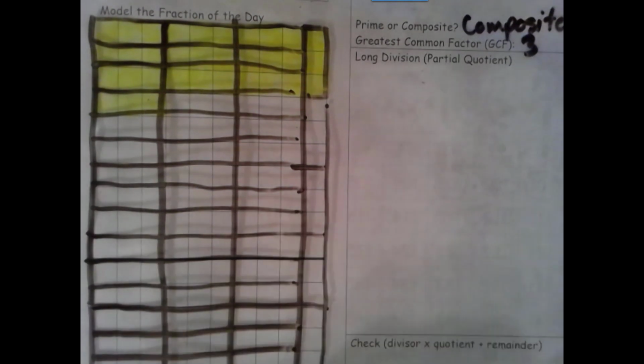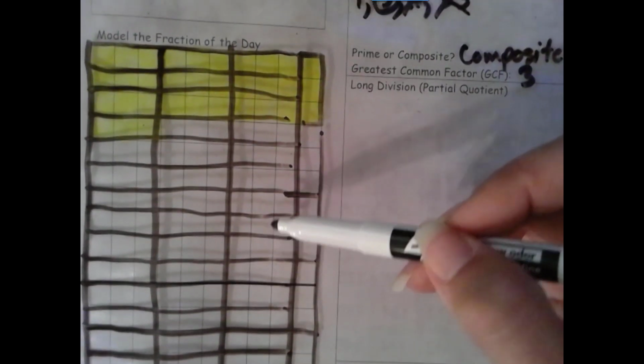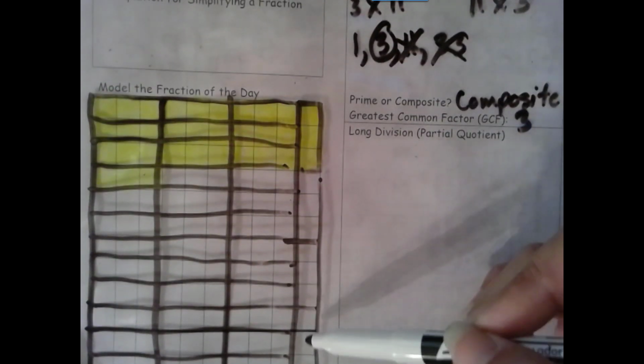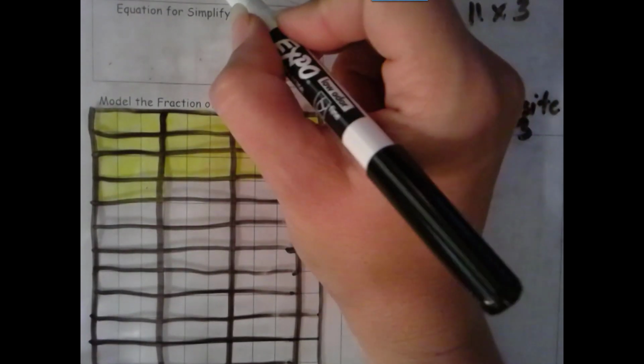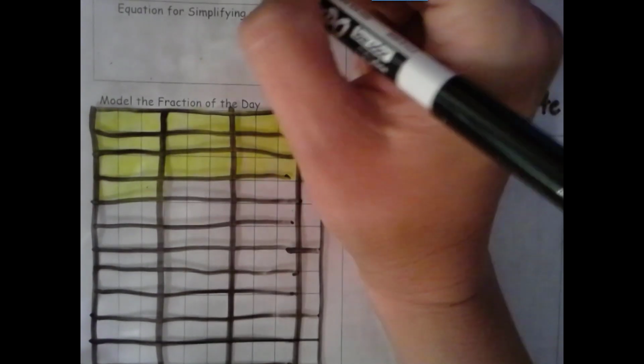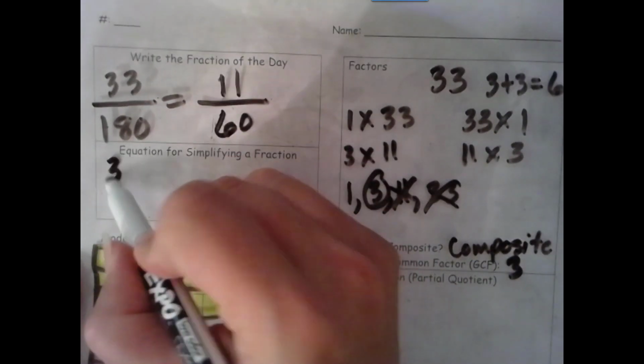Let's go ahead and find what our new denominator is. Each of my rows has 3's, and I'll come back and count this column. 3, 6, 9, 12, 15, 18, 21, 24, 27, 30, 33, 36, 39, 42, 45, 48, 51, 54, 57, 60 total groups. And I have 3, 6, 9, 10, 11 shaded in. So 11/60ths is our new fraction.